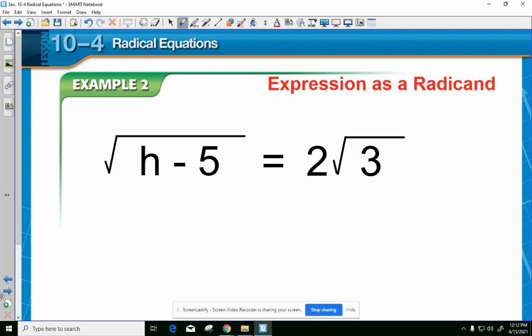Still a radical equation because it has a variable under the square root. How many things do you need to do in this problem to get h by itself?